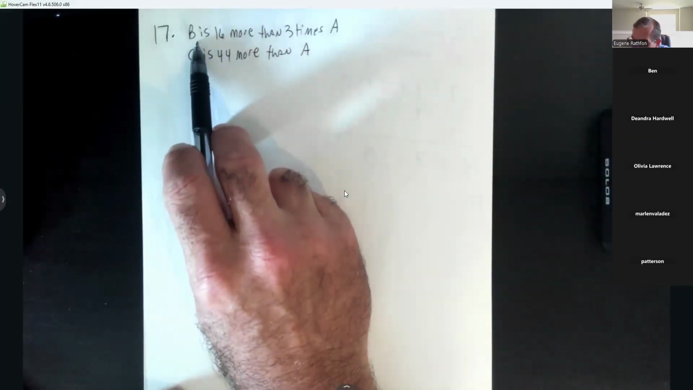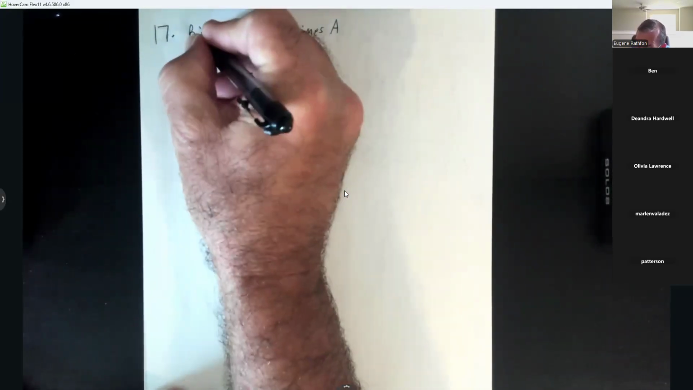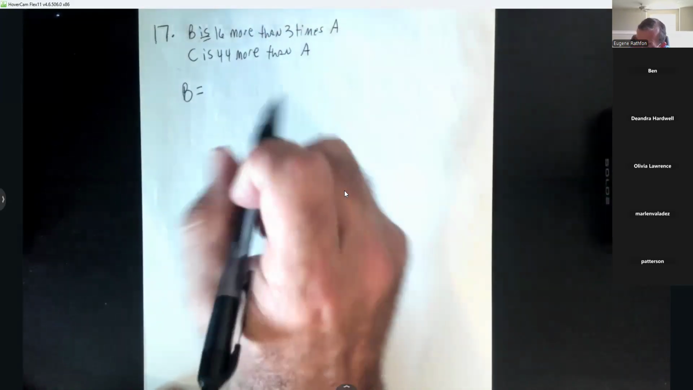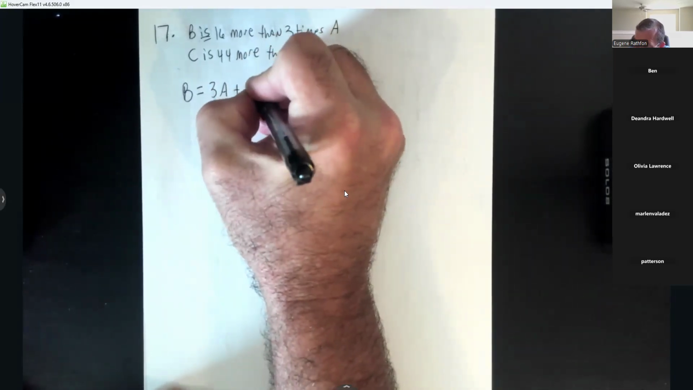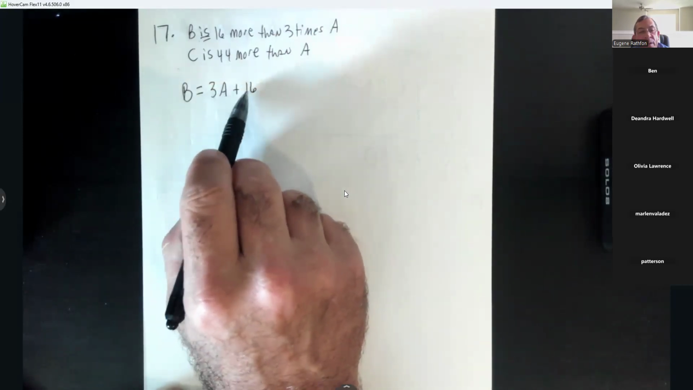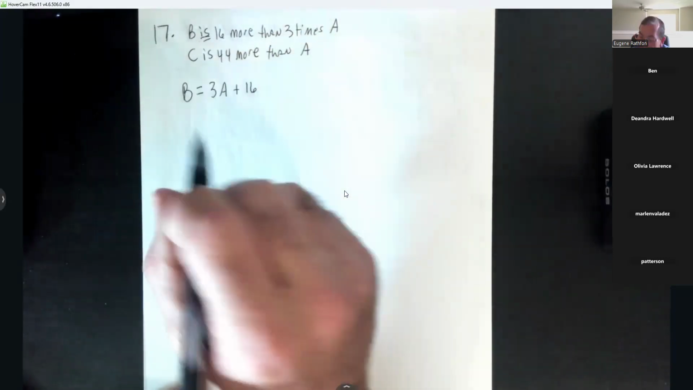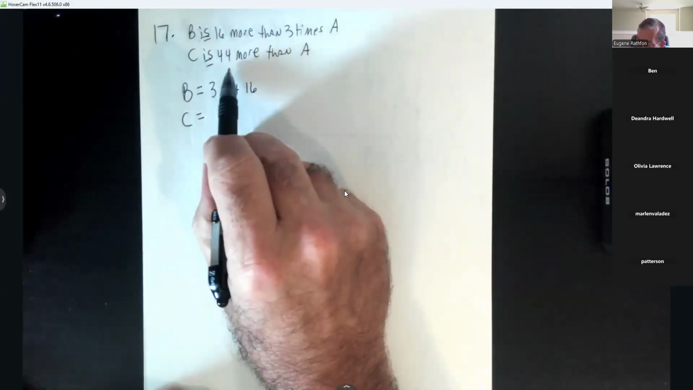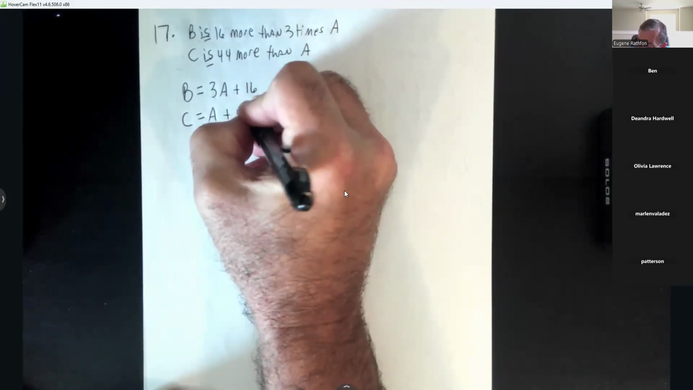Alrighty, y'all. So let me make my equations. So B equals 16 more than 3 times A. So that'll be 3A plus 16. So y'all will be very similar to mine. The only difference I've seen on this was the 16 on them, okay? And this one says C equals 44 more than A. So that'll be A plus 44.